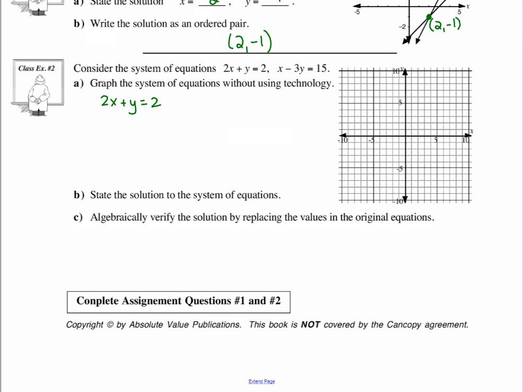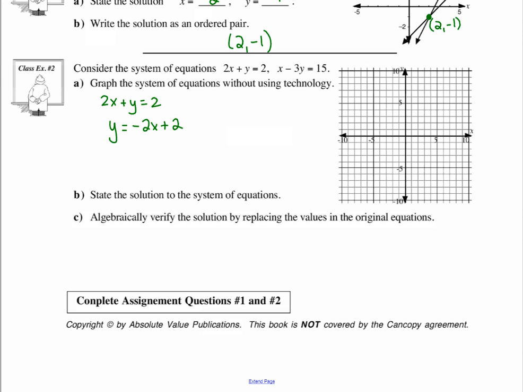So solve this by graphing without technology. We're going to graph by hand. First step on that first equation, convert it to y equals, so we have to move 2x. We subtract it to the other side, right? So it becomes -2x plus 2.